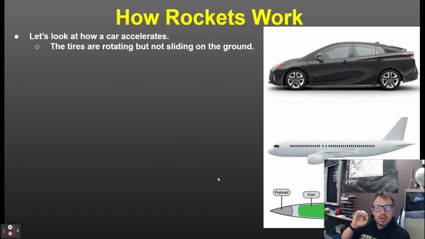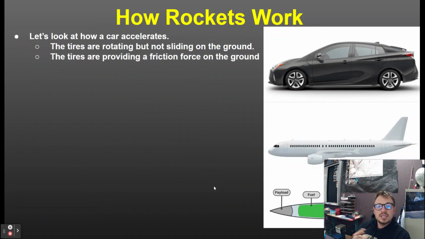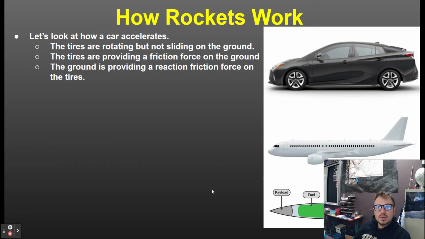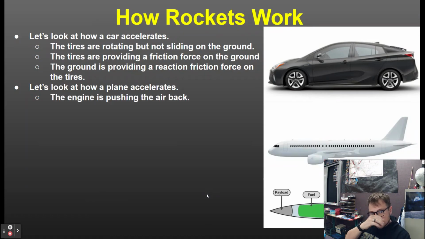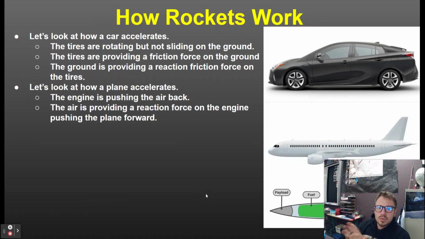So let's take a look at how a car accelerates. The tires are rotating but not sliding on the ground. The tires are providing a frictional force on the ground. The ground is providing a reaction force on the tires. Now, planes act the same way except with air resistance. The engine, those turbines, are pushing the air back. The air is providing a reaction force on the engine, pushing the plane forward.